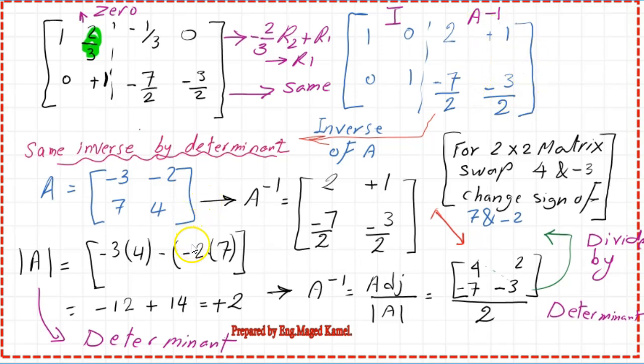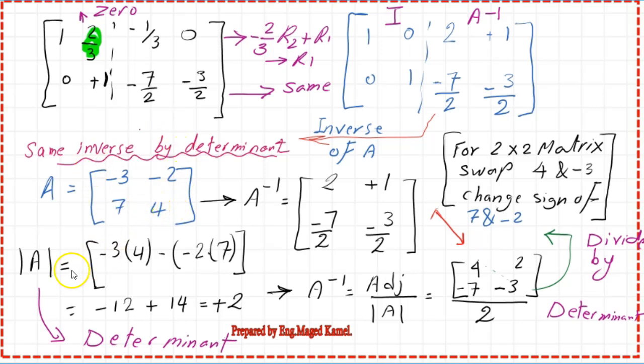The second method is by using the determinant and the cofactor. For 2 by 2, in order to get the inverse of the matrix, we will make a swap. 4 will come here, and minus 3 will move down, while we change the signs of minus 2. It will become plus 2, and this is minus 7. But again, we are going to divide all this matrix by the determinant.